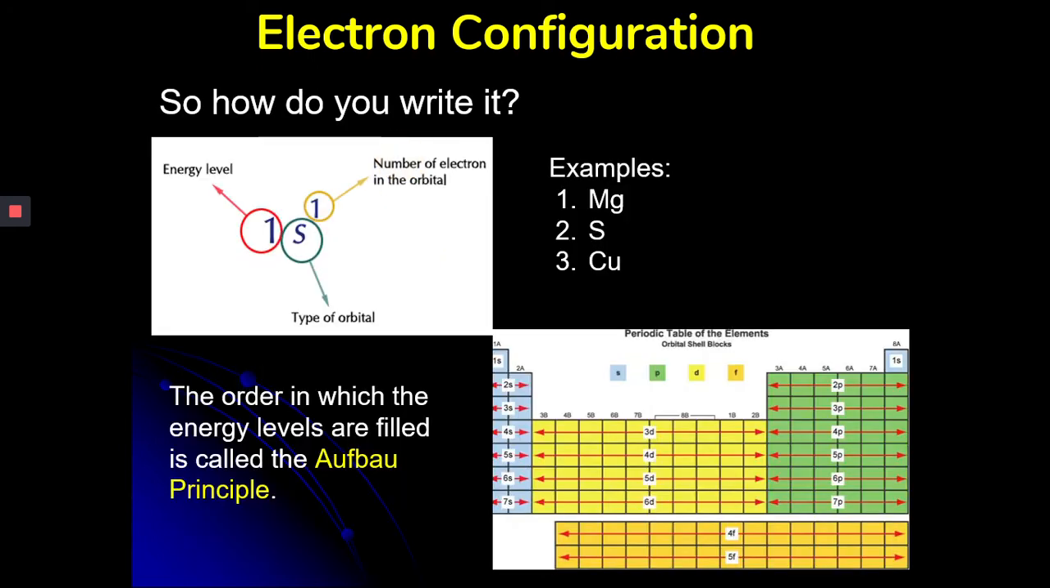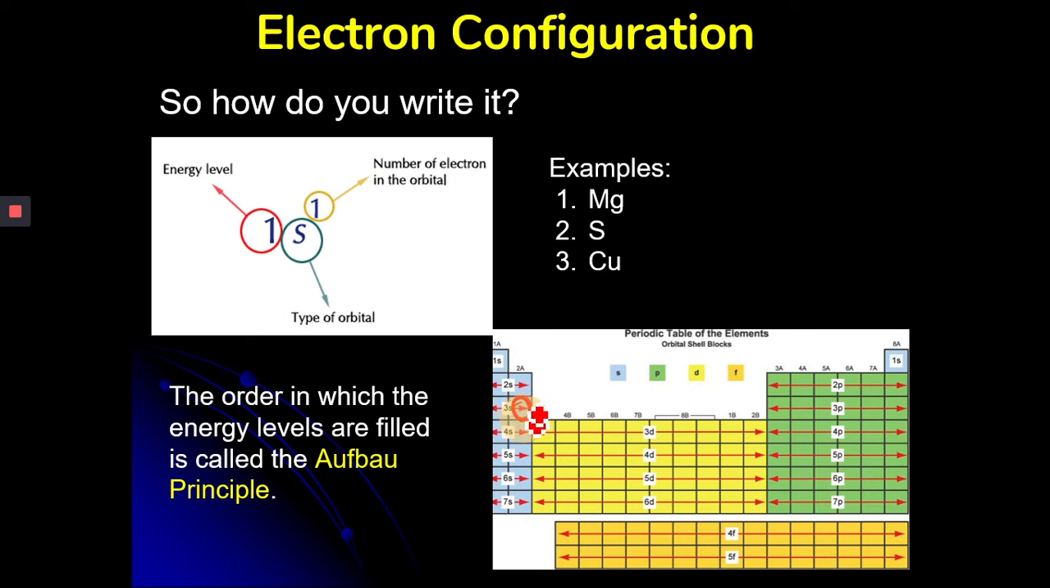So how do you write electron configuration? The large number is your energy level, then you have your sublevel, and then the number of electrons in that orbital. The order in which the energy levels are filled is again called the Aufbau principle. So if we look at magnesium, magnesium on the periodic table is number 12, so it has 12 protons.